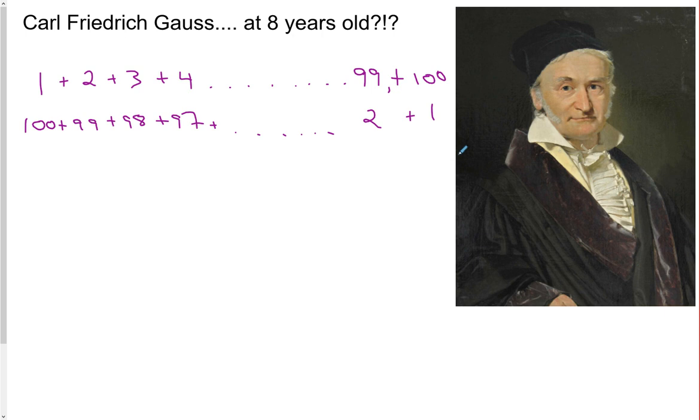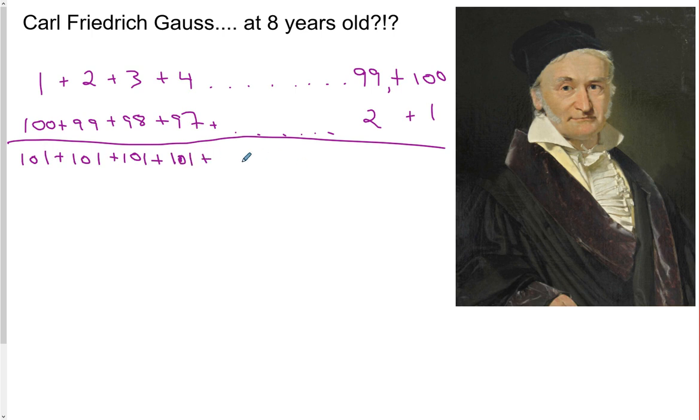So this is a really clever idea, because when he adds those up, he found that each column, my first column, 1 plus 100 is 101. My next column, 2 plus 99 is 101. And 3 plus 98 is 101. And 4 plus 97 is 101. And 99 plus 2 is 101. And 100 plus 1 is 101.